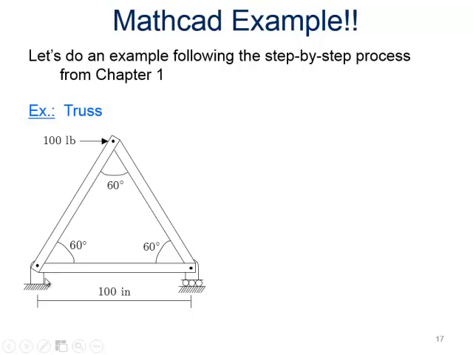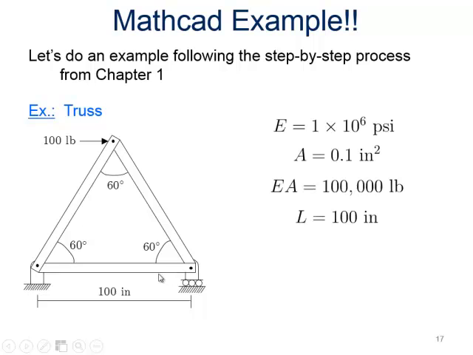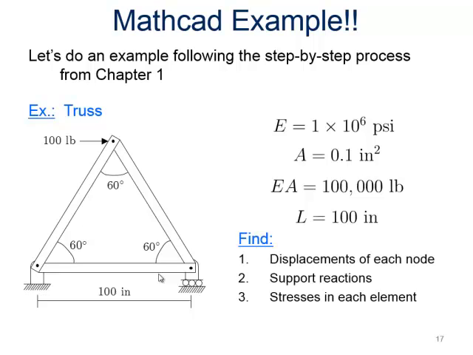All right, fixed point here, and then we have a rolling joint on the other side. The modulus is 1 times 10 to the 6th psi. Area of each segment is 0.1 inches squared for an EA of 100,000 pounds. And then a length of each one, as we said, 100 inches. So we want to find the displacement of each node, support reactions, and the stresses in each element. So that's what we're going to solve for here.